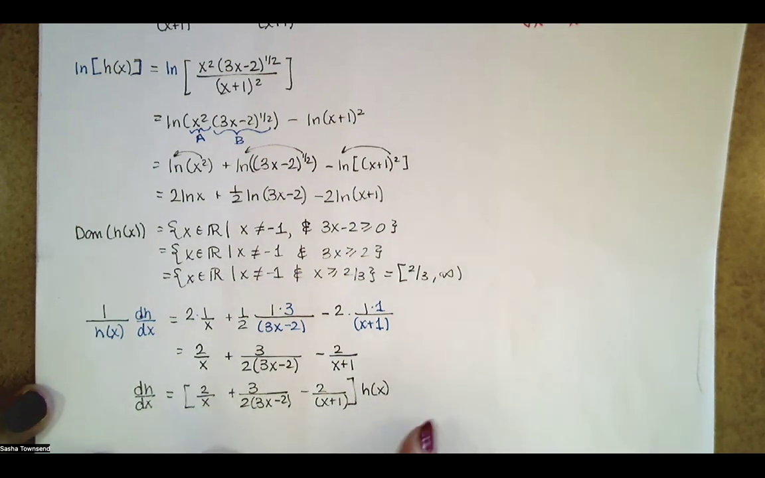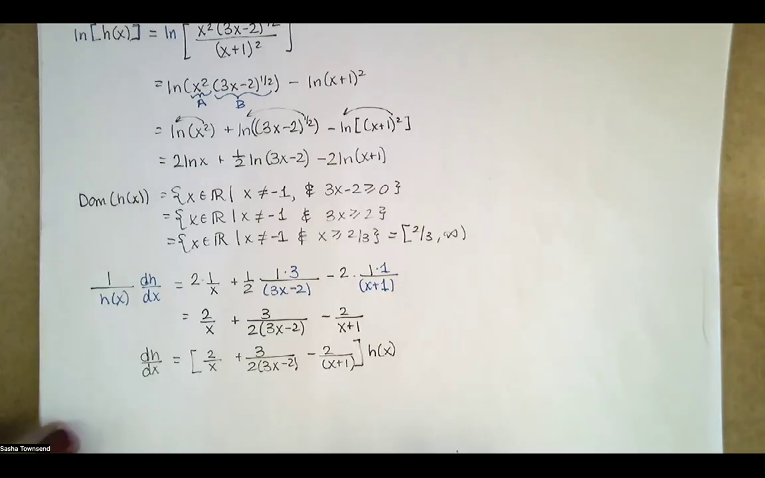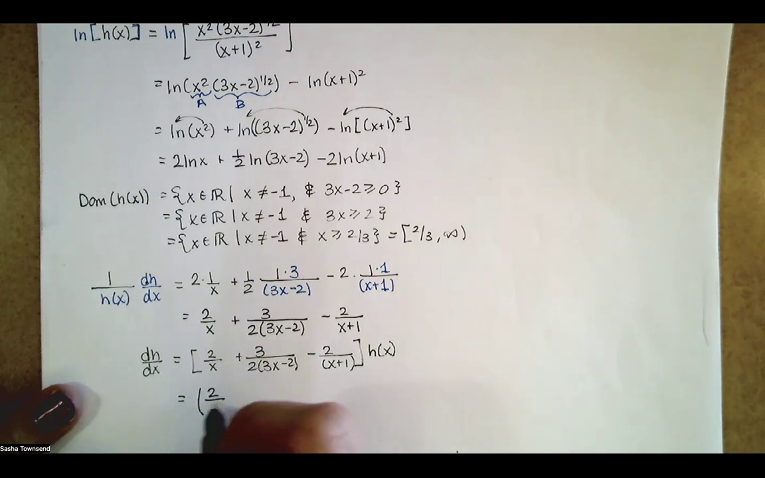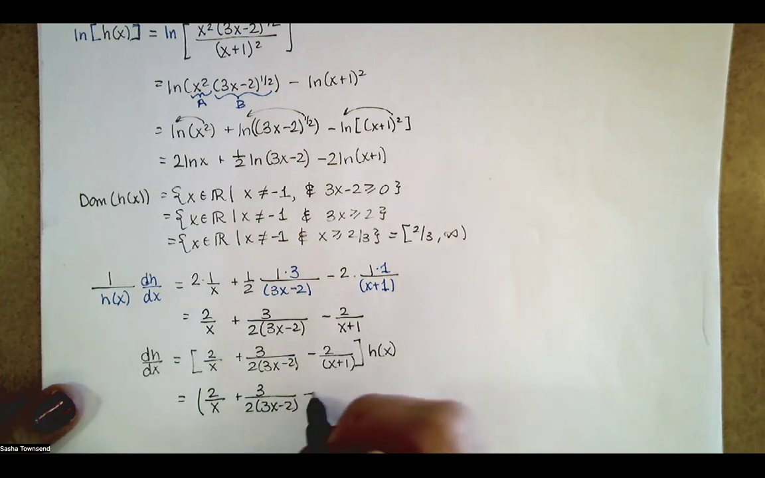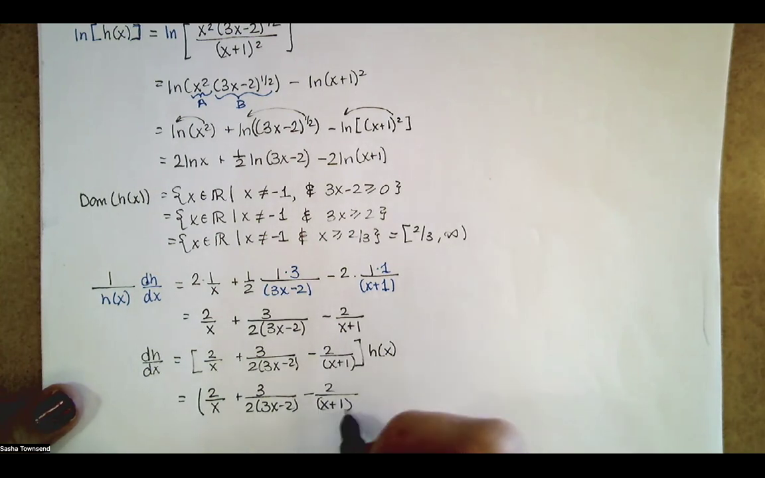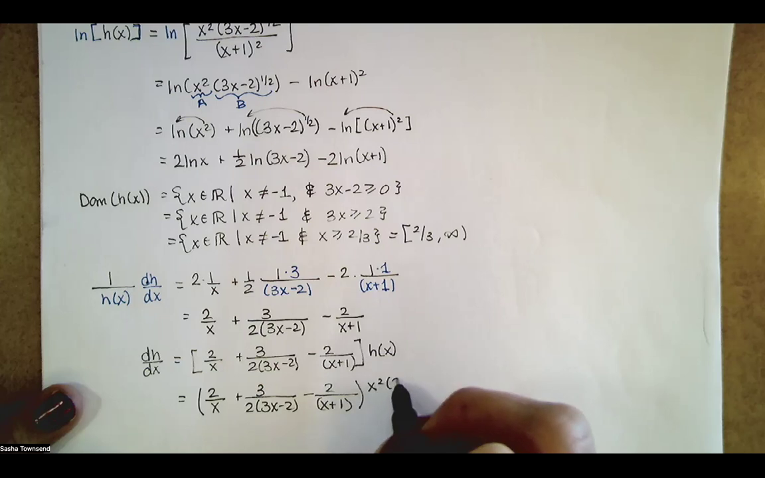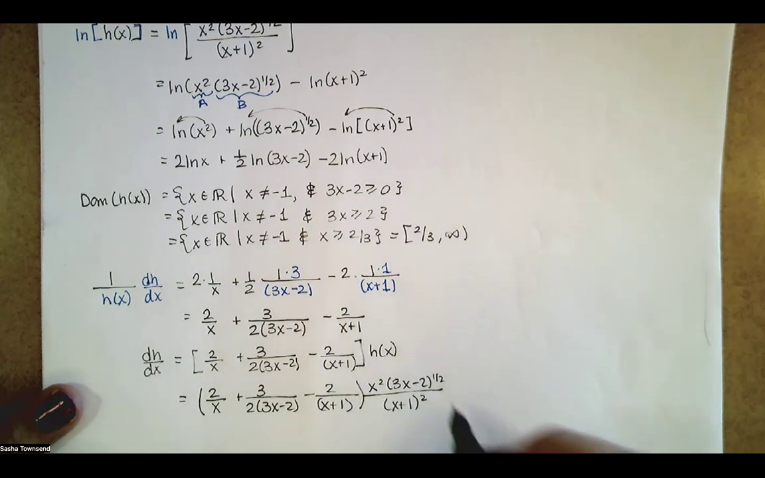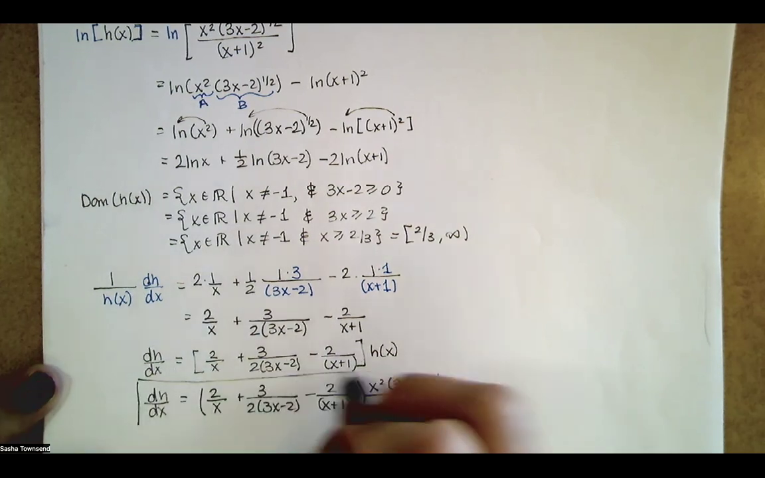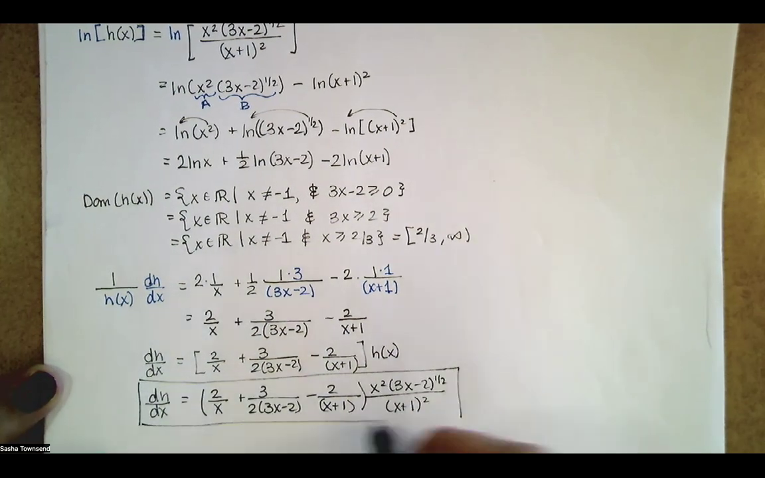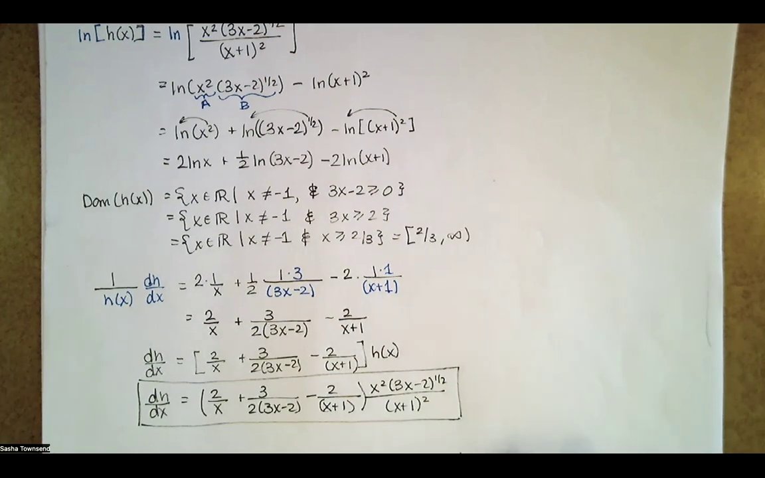Now we want a function of x only, so we replace h of x with what it was. It was this expression. Now we could simplify this if we wanted to, but we do not have to. We can leave this alone. h of x is x squared times 3x minus 2 to the 1/2, all divided by x plus 1 squared. And that's our derivative. So it's relatively easy to use logarithmic differentiation to find the derivative.